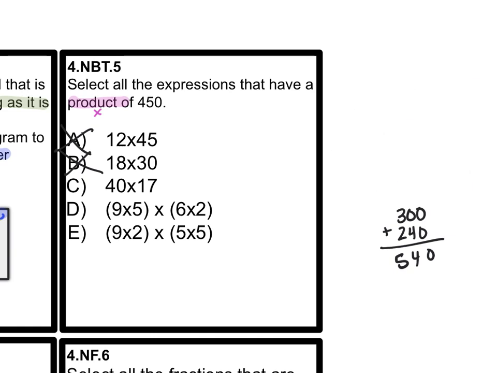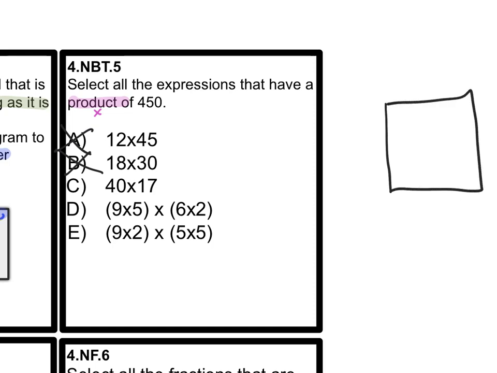So do the same thing with the next problem. I'm going to try 40 times 17. So I'm going to take 40 on the side, make 2 boxes for the 10 and the 7 in the 17. 40 times 10 is 400. And 4 times 7 is 28 with the extra 0 at the end. I'm going to add these two numbers up, 400 plus 280.